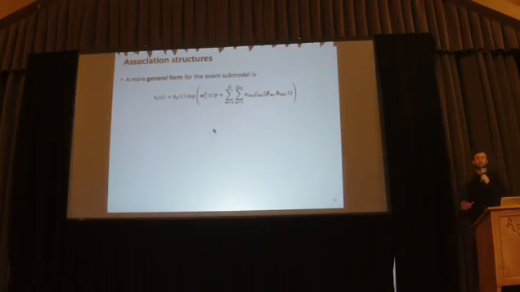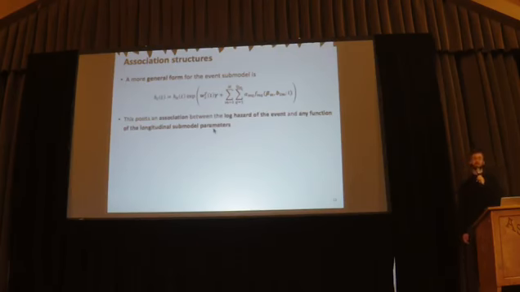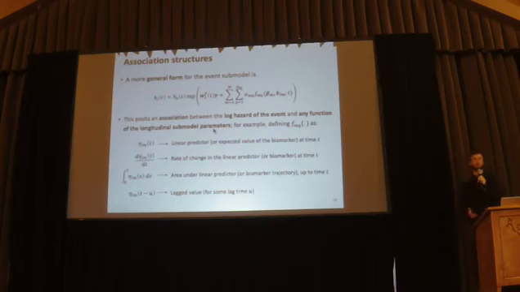Okay, so that's one formulation based on this current value association structure, but we can generalize that. A more general form for the event submodel looks something like this, where we now have a summation over q, and some currently undefined functions f, subscripted with m and q. What this formulation says is we've got some association between the log hazard of the event and any function of the parameters from the longitudinal submodel. We can think of specific cases, and the one on the previous slide was one of those. But some of the other more common ones might be these. Eta, where we have the linear predictor evaluated at time t.